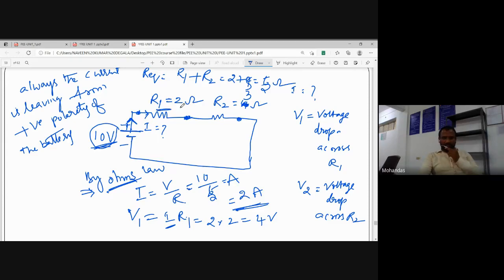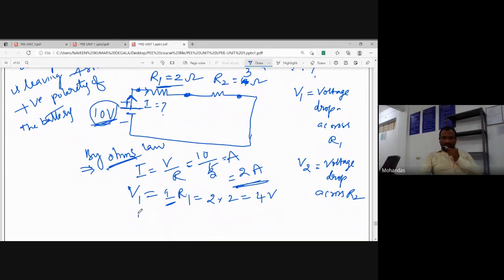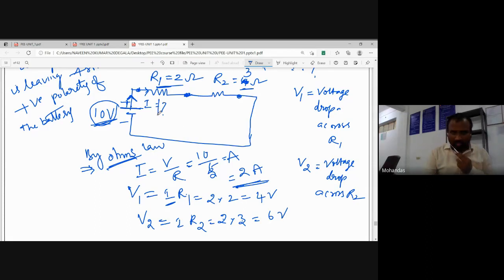A 4 volt drop appears across R1. Next, V2. What is V2 here? I into R2. Current I is 2 amperes. What is the R2 value? We have taken 3. So 2 into 3 is 6 volts. Okay? So finally, the voltage drop across R1, V1, is 4 volts. Next, V2 is 6 volts.